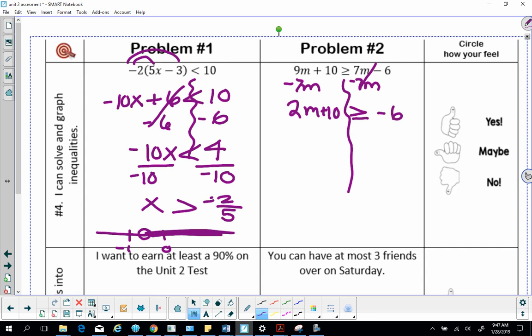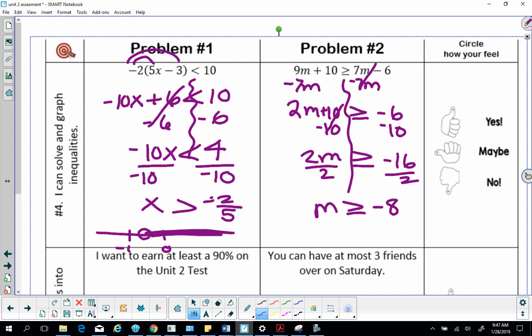Then how do I get 10 to the other side? And when I do that, I get 2m is greater than or equal to negative 16. Then what do I do? Divide. Now, does that sign flip? Nope, because that m, the number next to m, is not negative. That's got to be negative for it to flip. So I know it stays the same, and I get that as my answer.